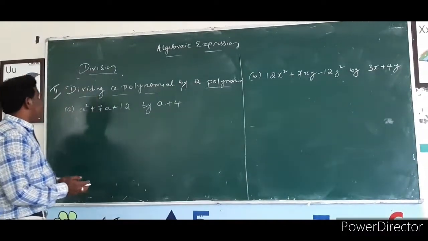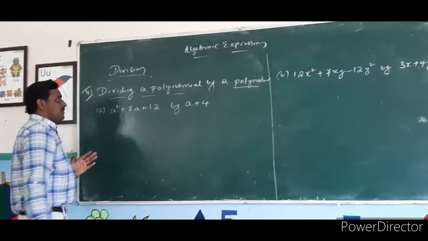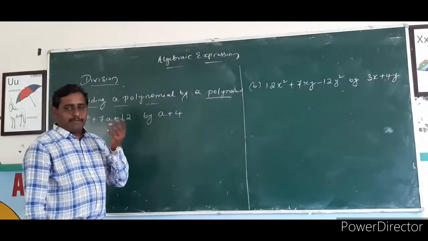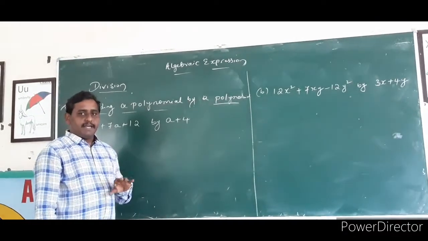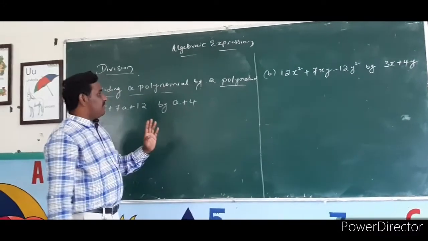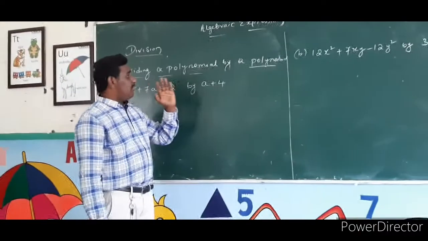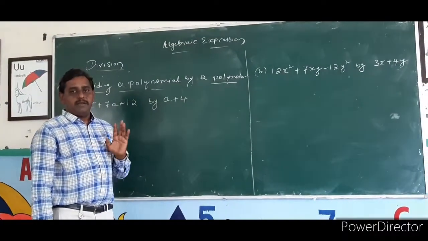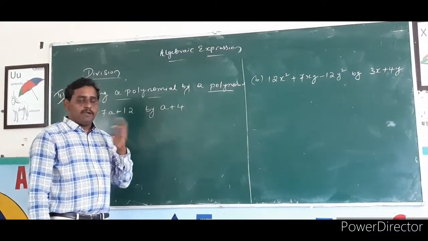Next type is this, the third type. So the first type is dividing a monomial by a monomial. The second type is dividing a polynomial by a monomial. The third type of division is dividing a polynomial by a polynomial. So here, a polynomial by a polynomial.